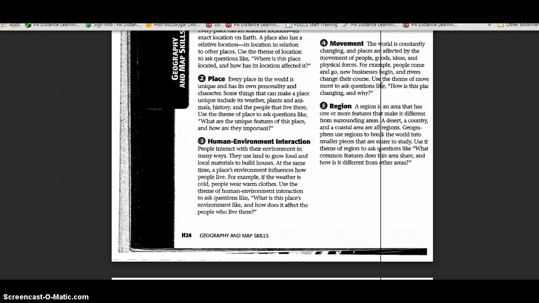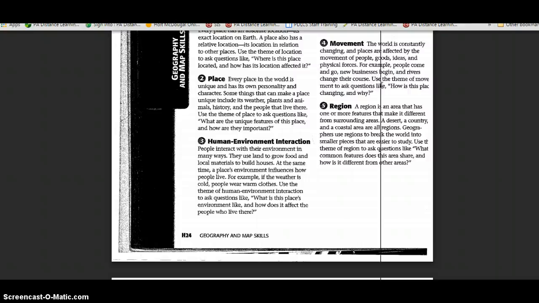Number 4, movement. The world is constantly changing, and places are affected by the movement of people, goods, ideas, and physical forces. For example, people come and go, new businesses begin, and rivers change their course. Use the theme of movement to ask questions like, how is this place changing, and why?